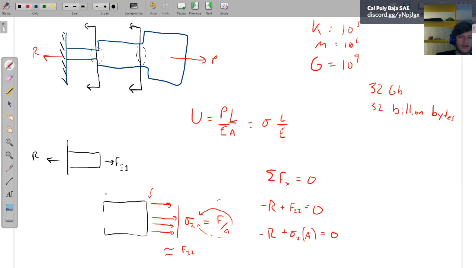So we've got some other cut here. So we have some stress pulling on the body this way here. So from this side, it pulls this way. From that side, it pulls that way.